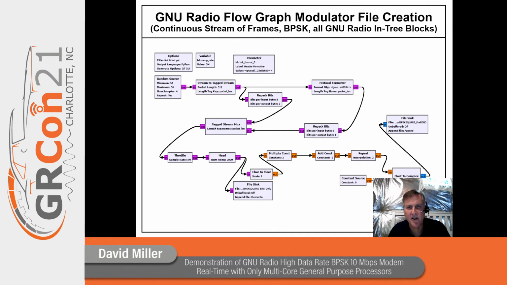This chart depicts the modulator flow graph. I used this flow graph to generate that pre-recorded BPSK modulation file. For the flow graph on the previous chart, I used a pre-recorded modulator file because otherwise I would have needed more than 8 cores to run all these modulation blocks and the receiver blocks at the same time at 10 megabits per second.